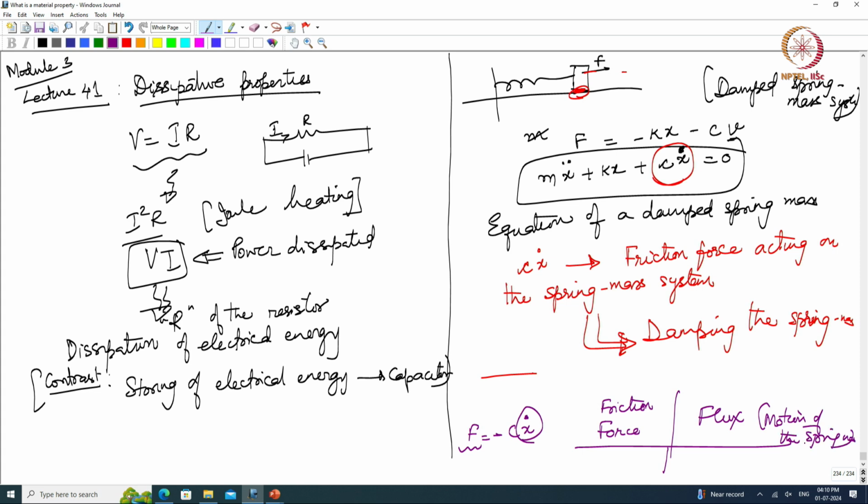Let me write it this way, 1 by c of f, equal to minus 1 by c of f, is equal to x dot. So, in other words, if I have flux as the effect and force as the cause, I am related to force and flux through a friction coefficient. So, the property of interest is my coefficient of friction. It is these coefficients of friction that we are going to look at.